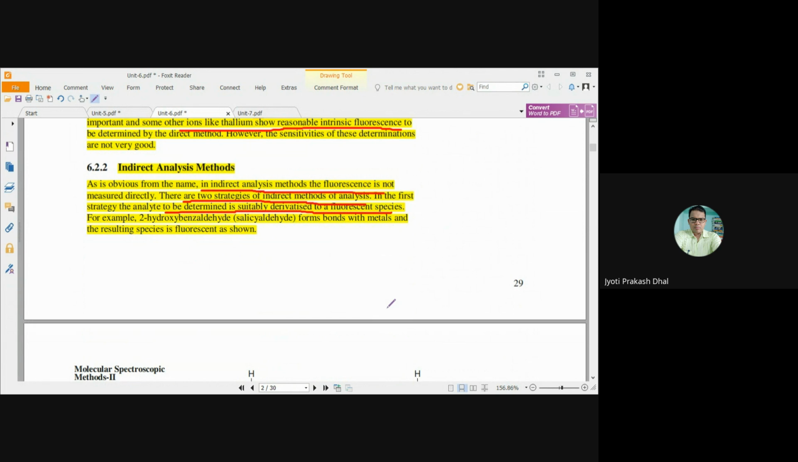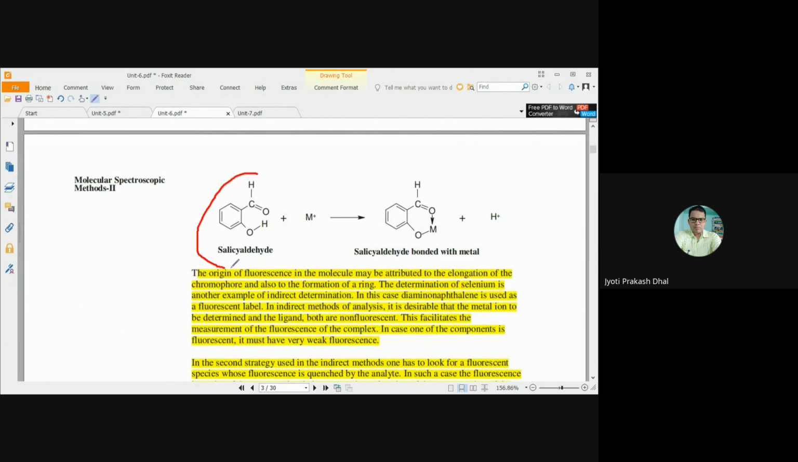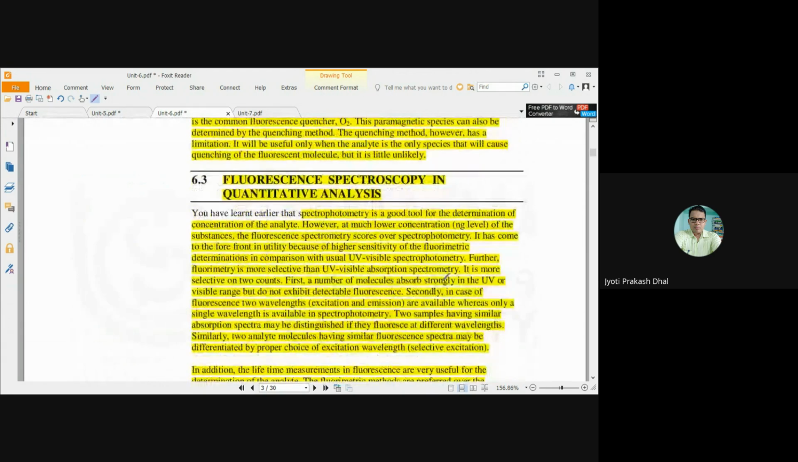For example, 2-hydroxybenzaldehyde, that is salicylaldehyde, forms a bond with a metal and the resulting species becomes fluorescent. So this is salicylaldehyde, a non-fluorescent molecule, and if it complexes with a metal, it becomes salicylaldehyde bonded with a metal, and this one becomes fluorescent. After that, you have to measure the fluorescence property.